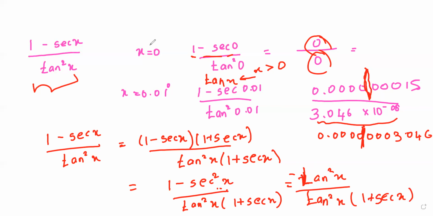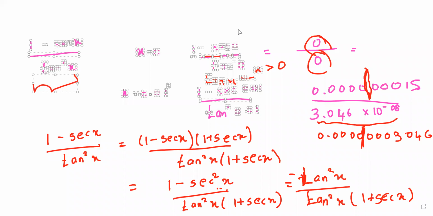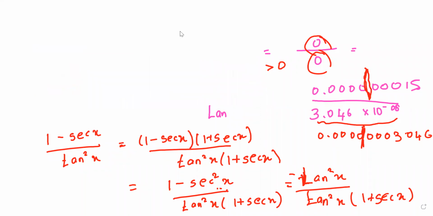Let's say we are not calculating for 0 values, so x is not 0. So what we can do is, I'm going to delete this part. I'm going to chop off that tan squared x, so I'm going to get minus 1 divided by 1 plus sec x.